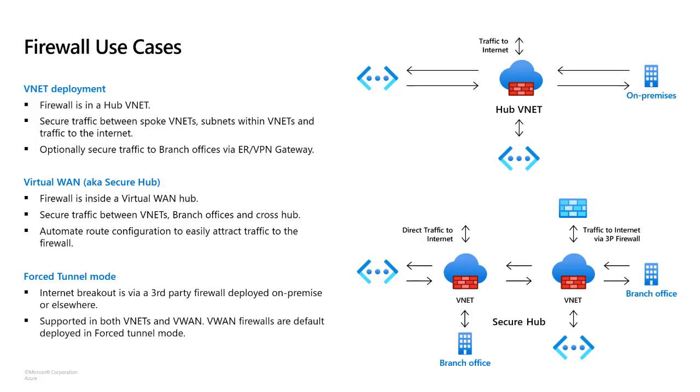Finally, you can place the Azure Firewall into a forced tunnel mode, where further inspection or internet breakout is handled by another Azure Firewall or via a third-party firewall that's deployed on premises or elsewhere, either in the same environment in Azure or another cloud provider as well.